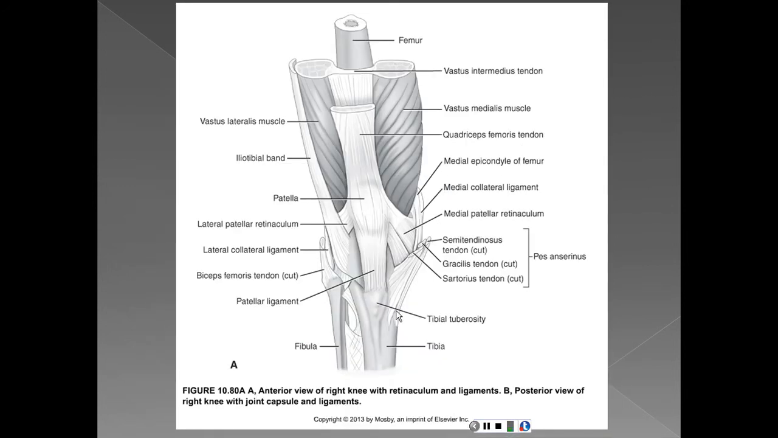So this is the anterior view of the right knee. We're looking at the right knee in front with the retinaculum and ligaments. So this would be the tibial tuberosity. This is the tibia, vastus lateralis. The femur will come down here, and this is the tibia. The condyles of the femur would be in there. The patella is underneath this quadriceps femoris tendon, and then you have the patellar ligament. So the patella fits right in there. This is a picture of the joint capsule.